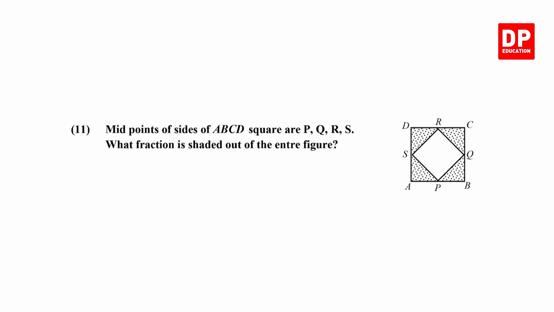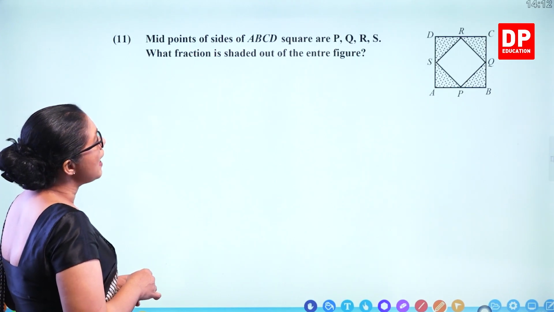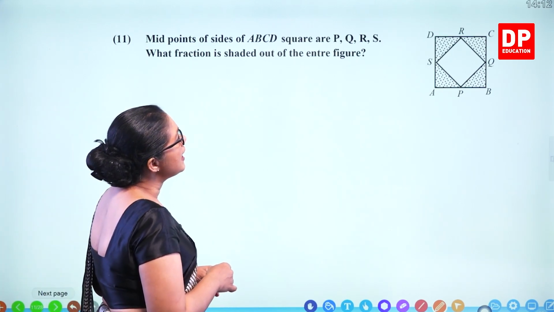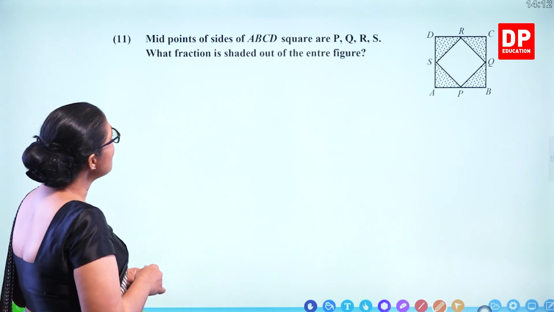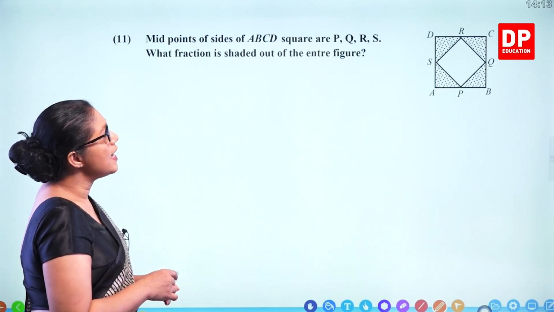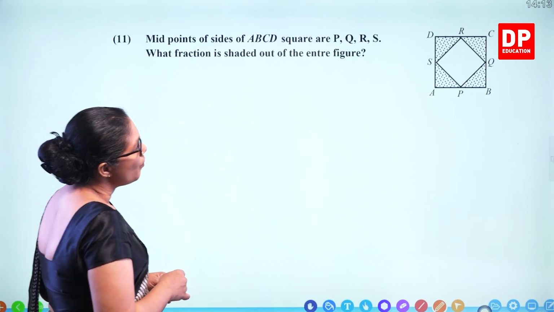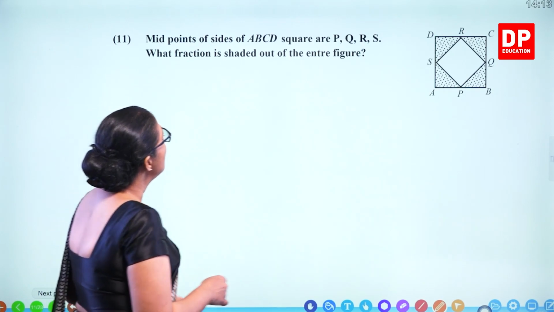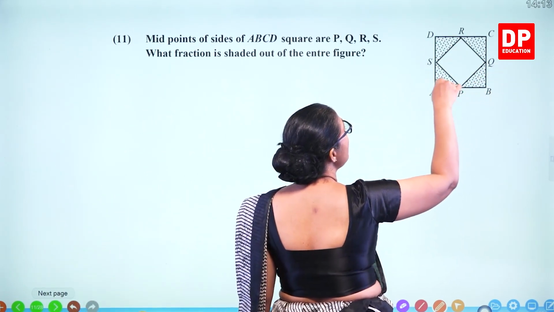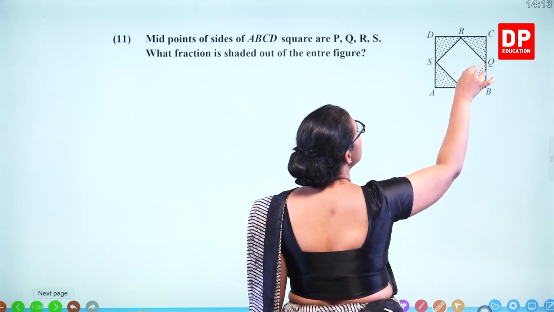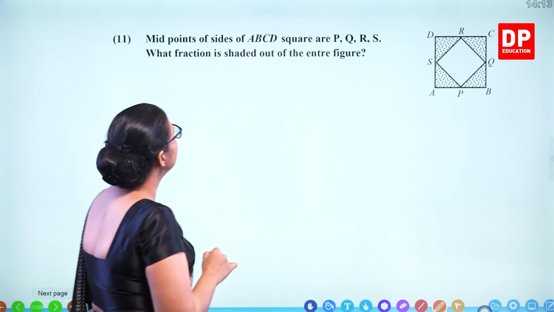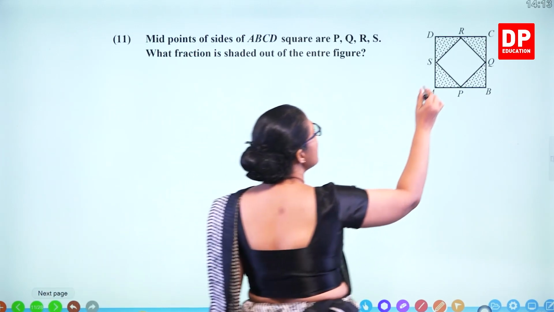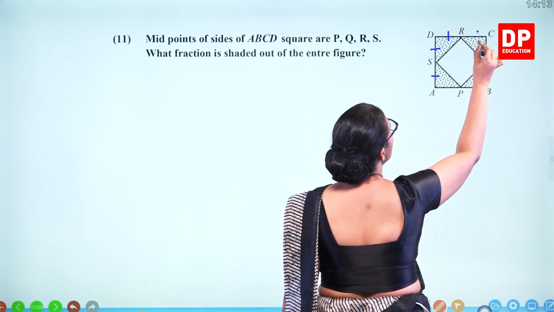Question number 11. Midpoints of sides of ABCD square are PQRS. What fraction is shaded out of the entire figure? So we need to find out the shaded part. So we can use, this is the full one, and subtract the inside square. So ABCD is a square, so midpoints. So here all these lengths are equal.